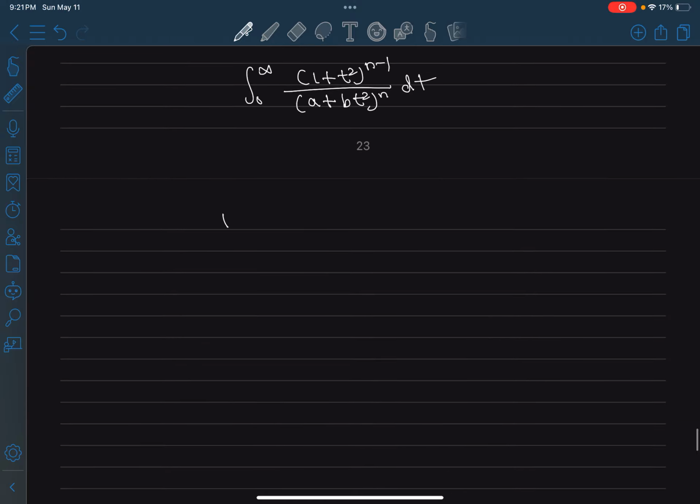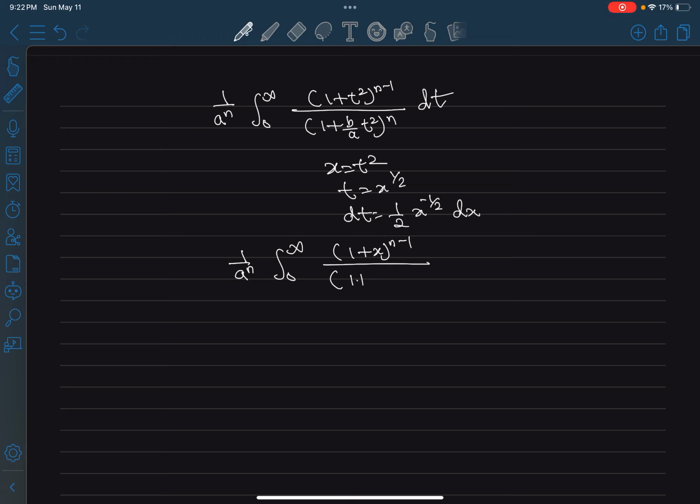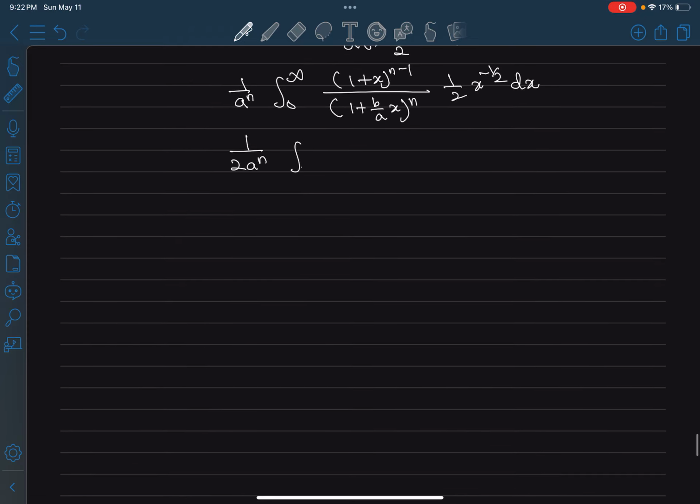To simplify it further, let me take a common. So 1 by a to the power n, integral from 0 to infinity, (1 plus t square) to the power n minus 1 by (1 plus b by a t square) to the power n dt. Now let me make a substitution to simplify it even further. The substitution is x equals t square. That gives me t equals x to the power half, and dt equals half x to the power negative half dx, right? And that gives me 1 by a to the power n, integral from 0 to infinity again, (1 plus x) to the power n minus 1 by (1 plus b by a x) to the power n, and dt is half x to the power minus half dx. So that gives me 1 by 2a to the power n, integral from 0 to infinity of x to the power negative half, (1 plus x) to the power n minus 1, and then (1 plus b by a x) to the power negative n.